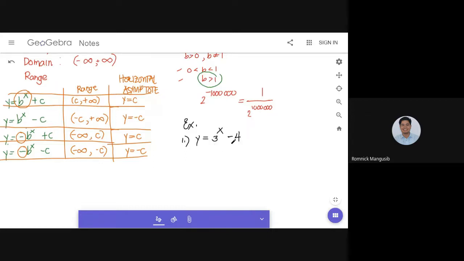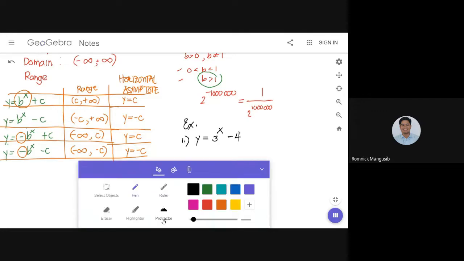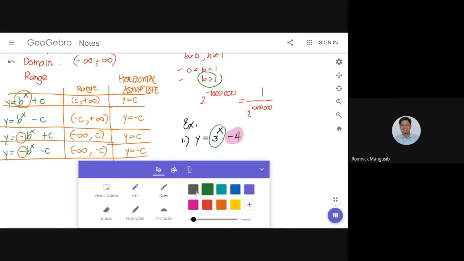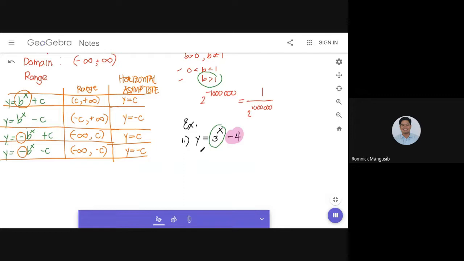And you see here that the constant is negative. Negative 4 is the constant, right? And we notice as well that this is positive 3 raised to x. We don't see any negative symbol. This means that if you're going to solve for the range of this, then you will use the first rule. Get the constant negative 4 and then increase infinitely. Okay? Yan ang sinasabi nitong range under that rule.